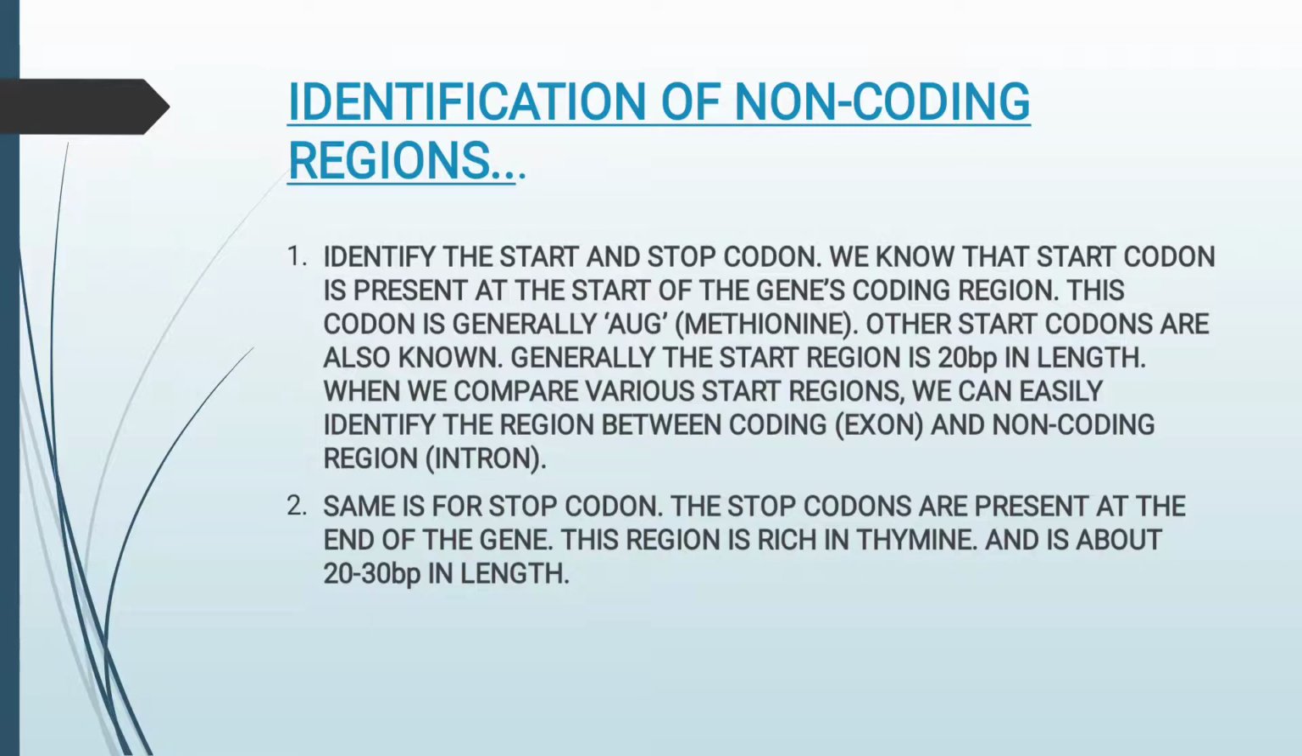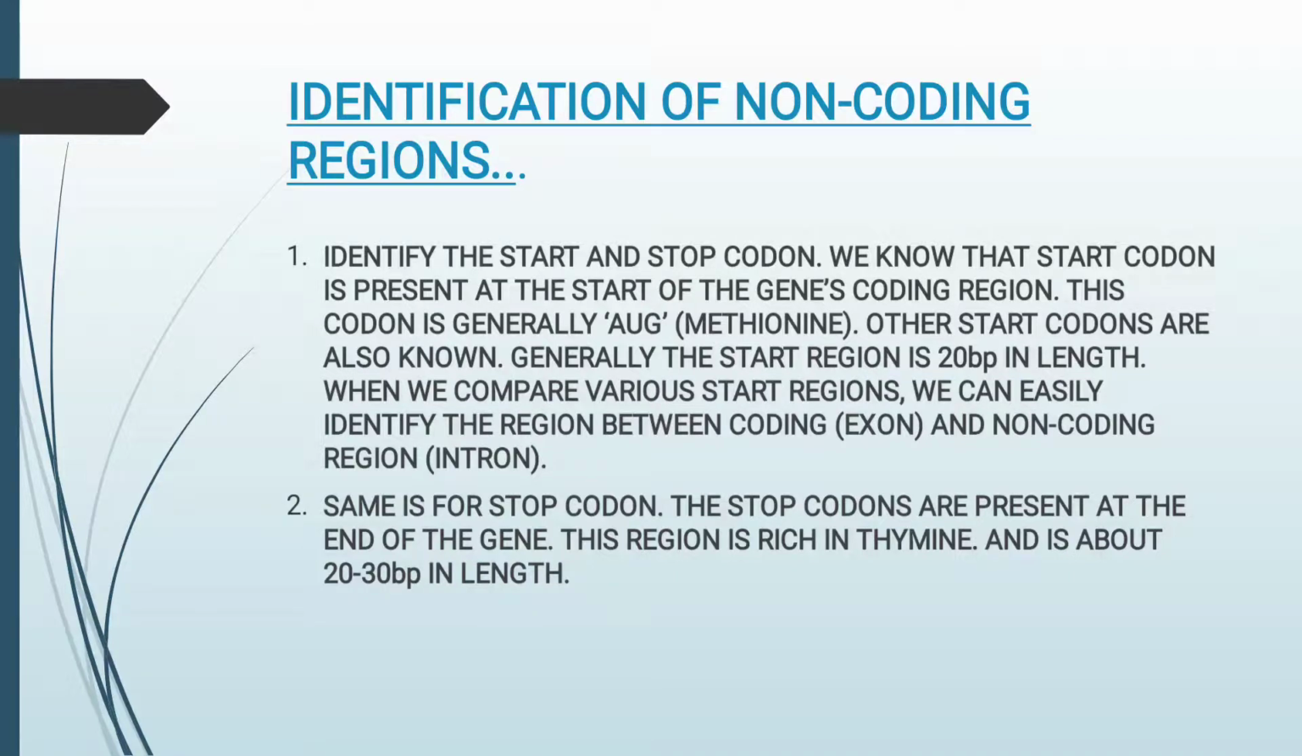The start region is 20 base pairs in length. Similarly, the stop region is also roughly 20 to 30 base pairs in length. So if you find out the start region and the stop region of the gene, then you can identify the regions between the coding and the non-coding regions also, that is the region between the exon and the intron.